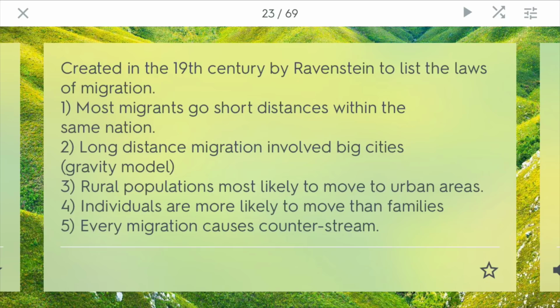4, individuals are more likely to move than families. Of course, uprooting your whole family is pretty tough to do. And 5, every migration causes a counter-migration. So a counter stream of migrants will leave the city if more enter. And this is basically always true.